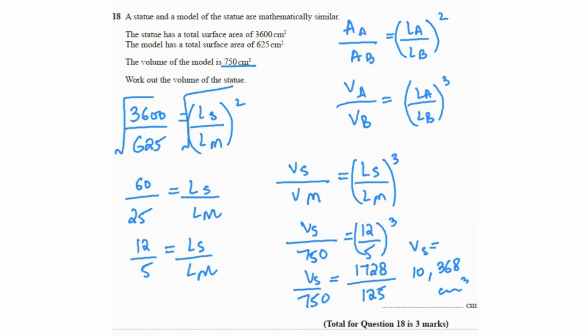So main thing for this is this part. You need to remember this. Ratio of the area is equal to the ratio of the square of length. Ratio of the volume is equal to the ratio of the cube of lengths.